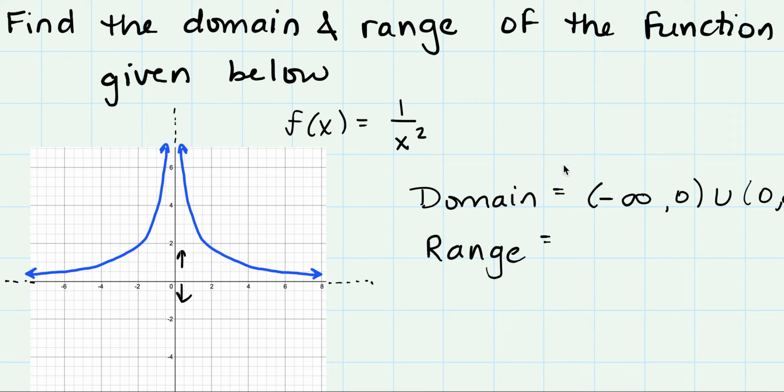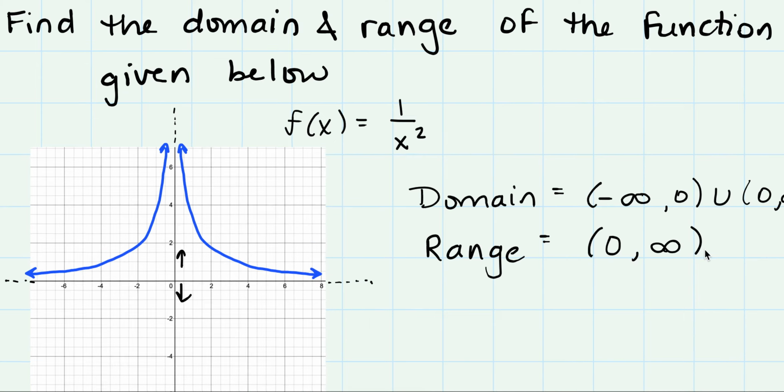So the smallest number we can be is, well, you can't actually be 0. You can get really close to it, but you can't equal 0. So we're going to have to put a parenthesis here. And then this is going up forever. So as we go further and further up the y line, we're always going to have points on both sides. So it's going to go up to infinity.